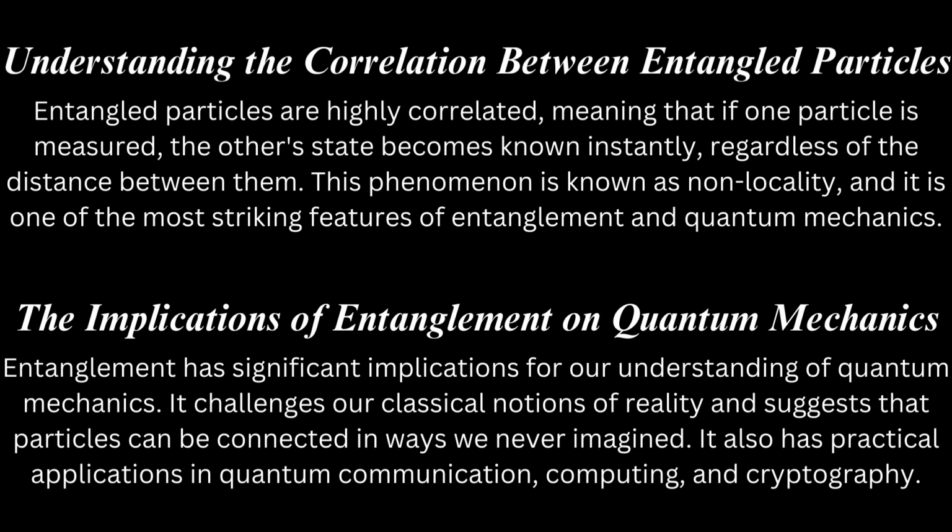Understanding the correlation between entangled particles. Entangled particles are highly correlated, meaning that if one particle is measured, the other's state becomes known instantly, regardless of the distance between them. This phenomenon is known as non-locality, and it is one of the most striking features of entanglement and quantum mechanics.